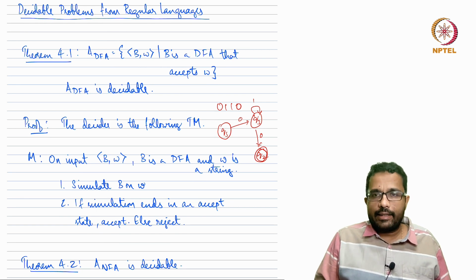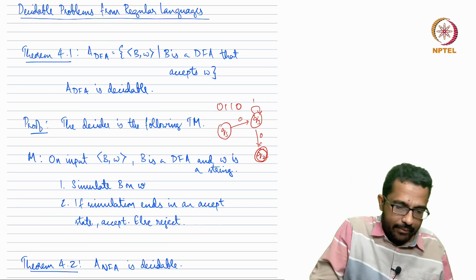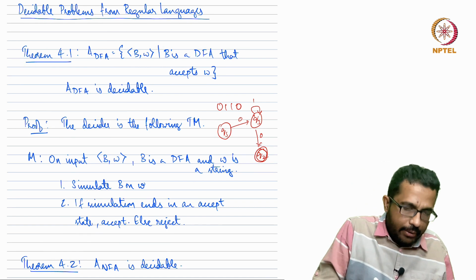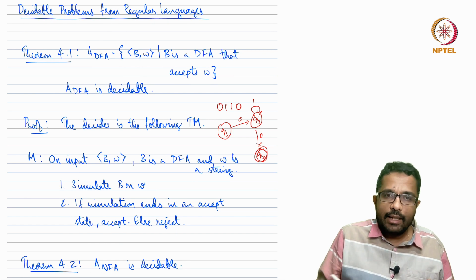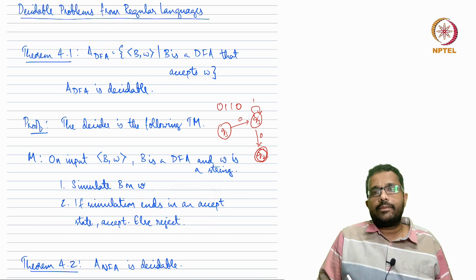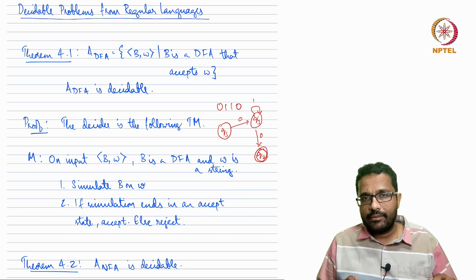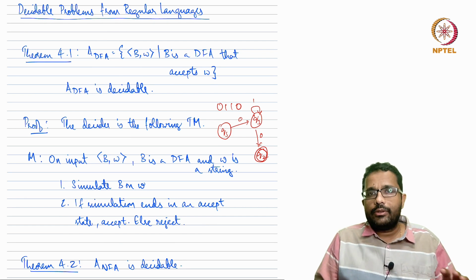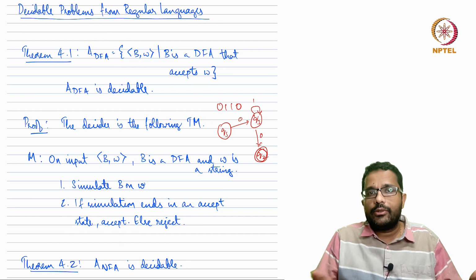And if it ends in an accepting state, you accept. If it does not end in an accepting state, you reject, right? So that's it. So you simulate the DFA on the string and check where the simulation ends. So if it ends in an accepting state, you accept, otherwise you reject. If it ends in a non-accepting state, you reject. So it's pretty straightforward. You just simulate the DFA and then see what the DFA decides, whether it accepts or not, and then you reply.